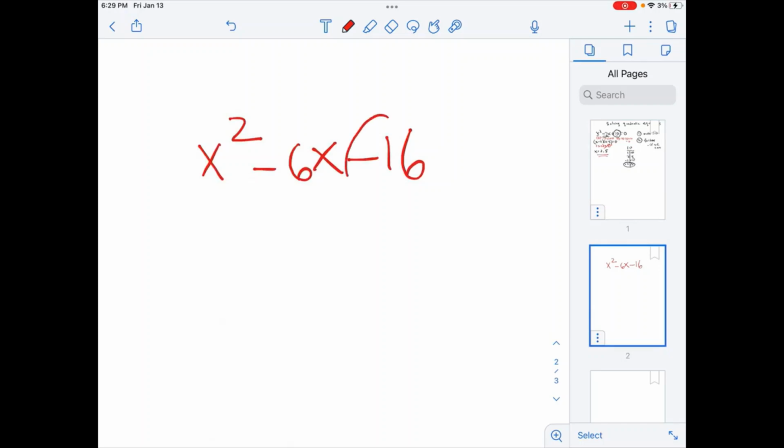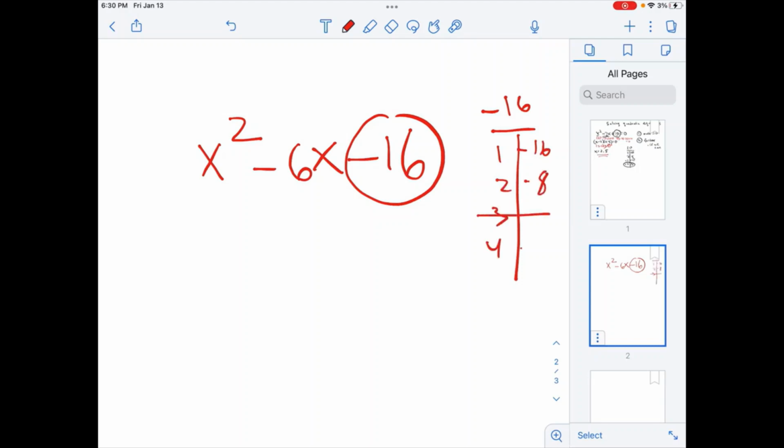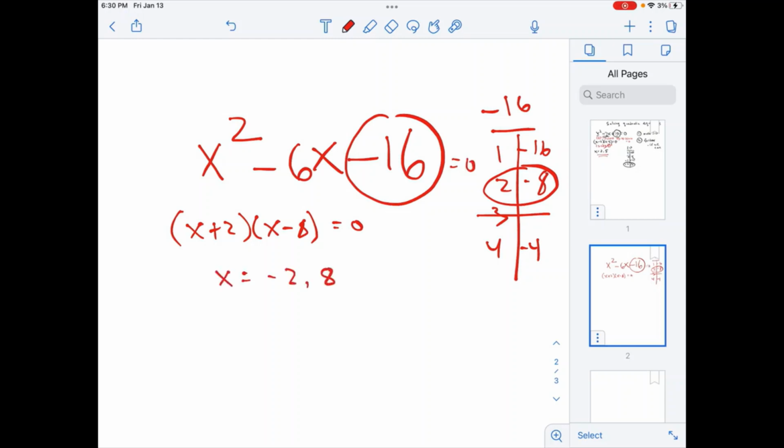Okay, so your first thing should be to try to factor. So let's make a list of factors of negative 16. 1 and negative 16, 2 and negative 8, 3 doesn't go into it, 4 and negative 4. I could do some more combinations, but I'm already seeing the one that I want, the 2 and the negative 8. So we're going to do (x plus 2)(x minus 8) equals 0. I should have written equals 0 there. And so my solutions are negative 2 and 8.